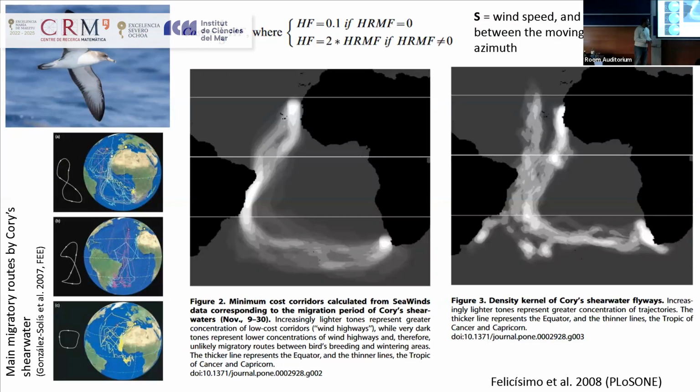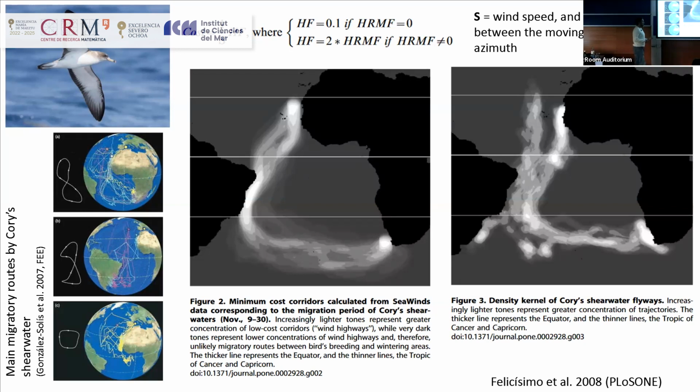This is another nice example. This is also a gliding seabird. This is the Cory's shearwater. This is a species that mostly reproduces in the Canary Islands, etc., and they make this kind of migrations.